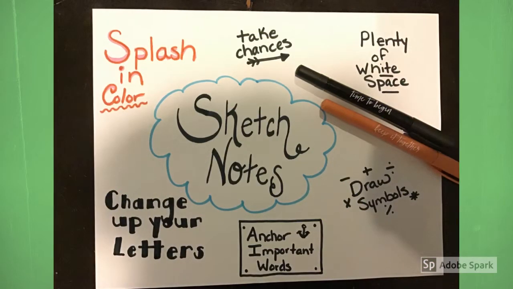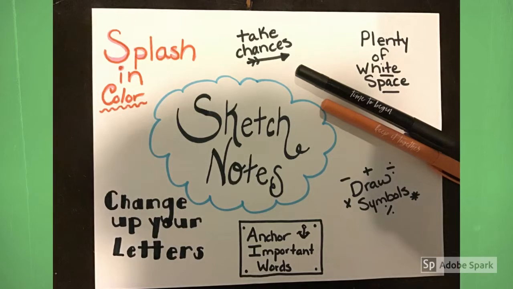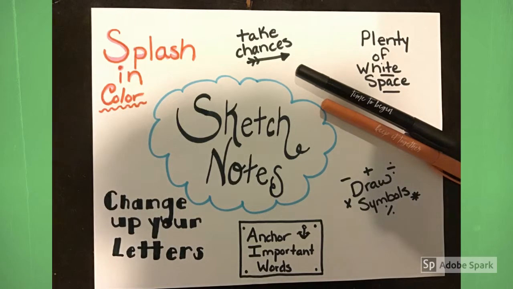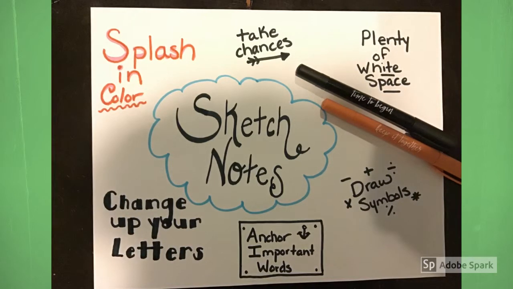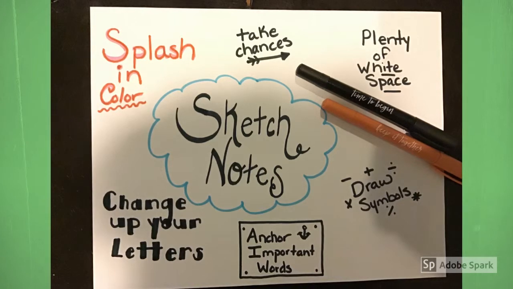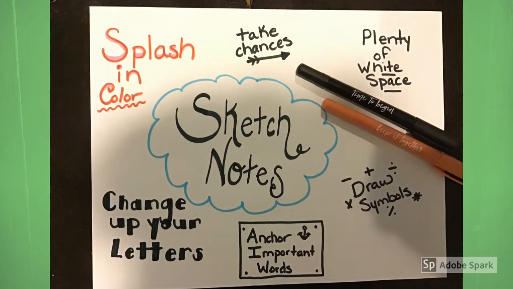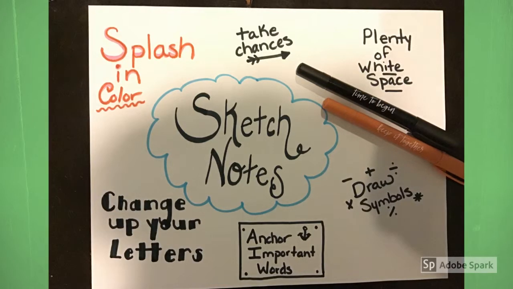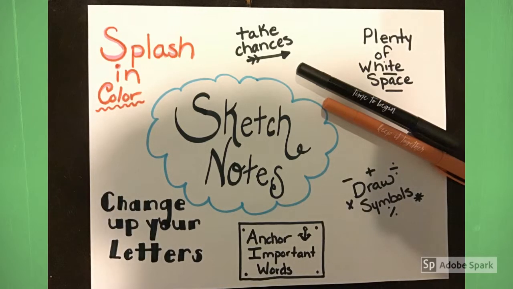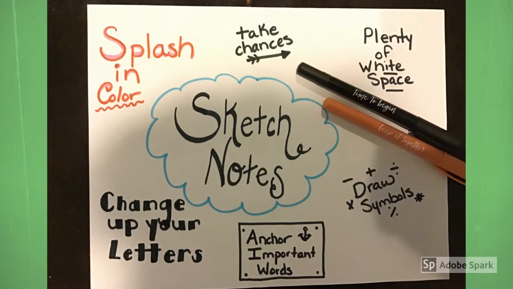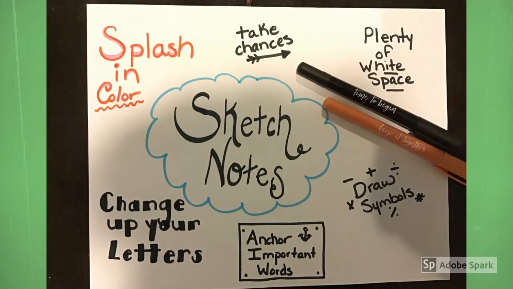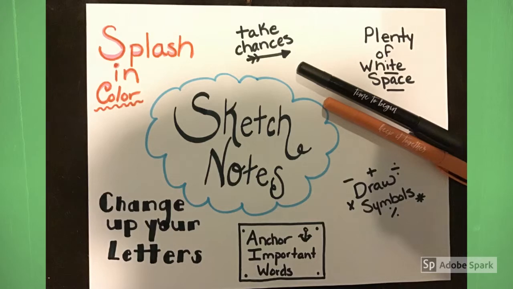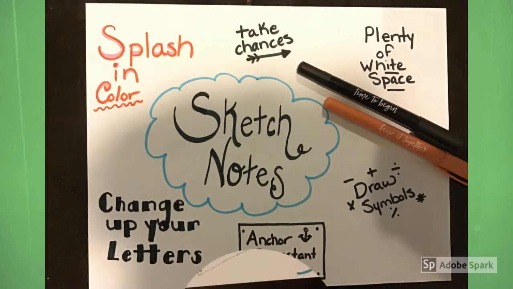Some tips for sketchnoting. Change up your letters. Write lots of different ways to represent different ideas. Anchor important words with boxes or little clouds. Underlining. Leave plenty of white space. Draw symbols to represent your ideas. Add in splashes of color to really highlight what's important. Most of all, take chances.